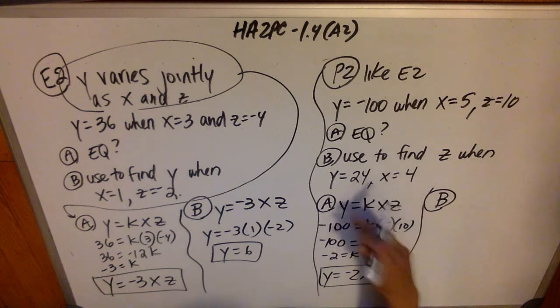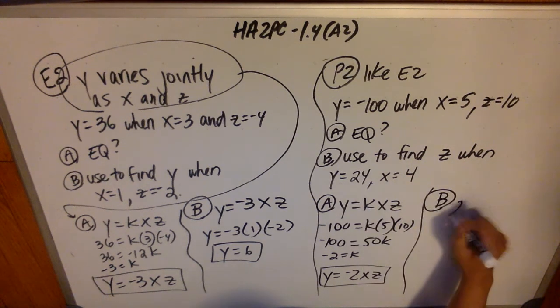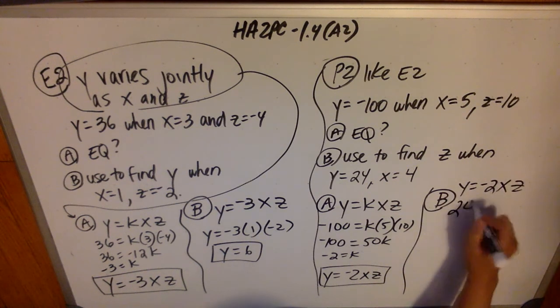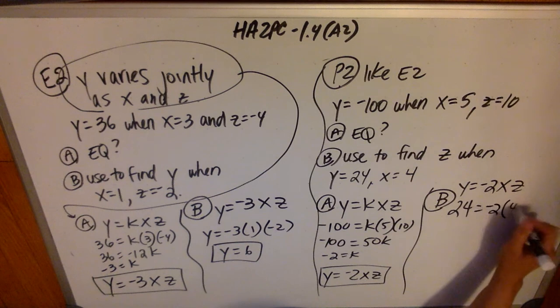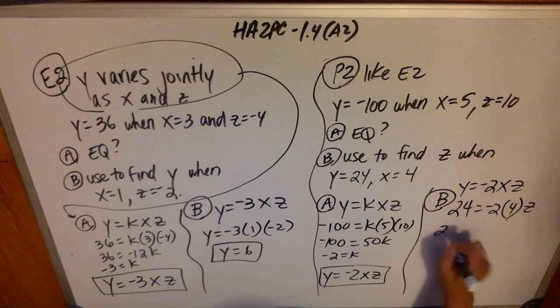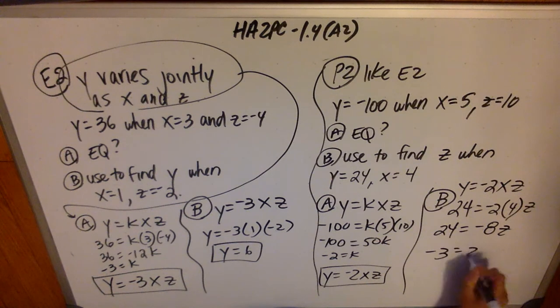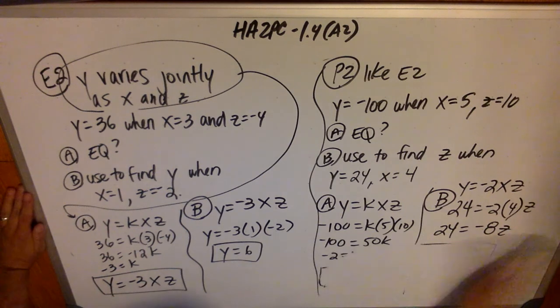Once I have that equation, I'm going to go ahead and use it. Now this time I know y and I know x, but I don't know z. So y equals negative 2xz would be 24 equals negative 2 times 4 times z. So 24 is negative 8z. Seems to me that negative 3 is my z. Cool. All right. Let's keep plugging along.